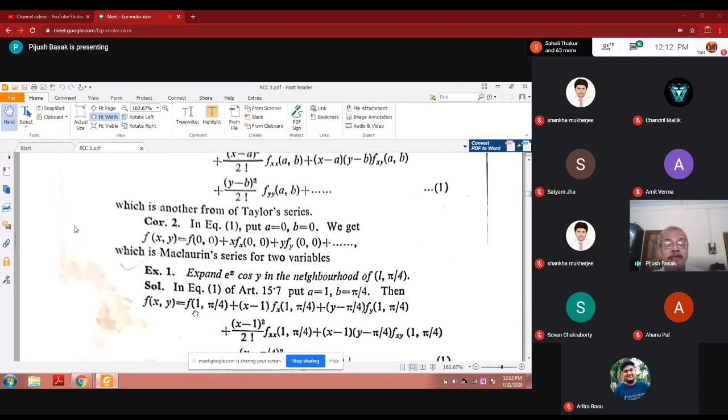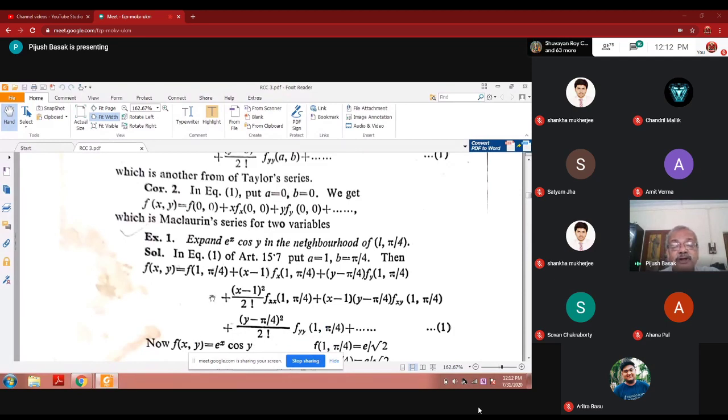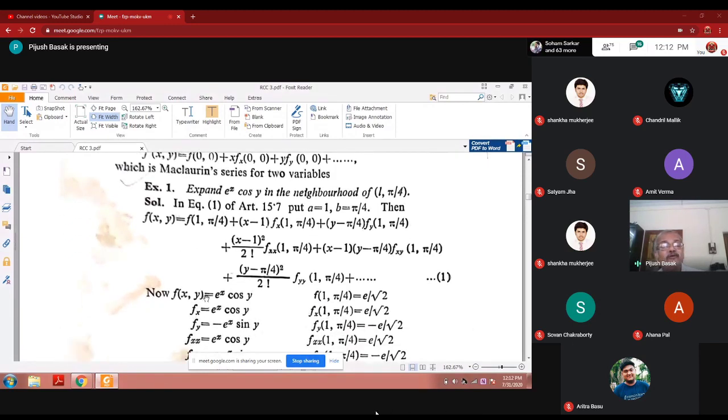So that you have to utilize. So instead of (a,b), we shall write f(1, pi by 4) plus (x minus 1) fx(1, pi by 4) plus (y minus pi by 4) fy(1, pi by 4) plus (x minus 1) whole square by factorial 2 fxx(1, pi by 4). Is it clear? We have just utilized equation number 1 and then substituted a is equal to 1, b is equal to pi by 4. Now you have to search out everything, f(1, pi by 4).